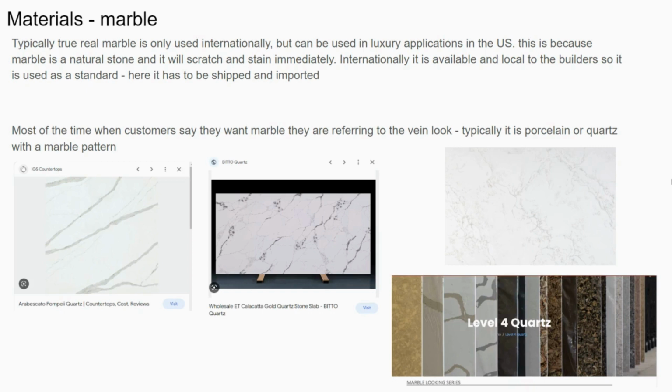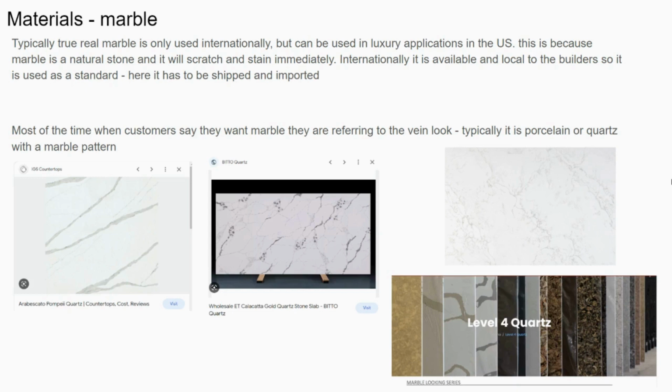Okay, marble. So true, real marble is mostly only used internationally because it's local to them. It's not local to the United States. So we mostly would use it in luxury applications because it has to be ordered and flown in from Europe or Italy or wherever it's coming from. And also, marble is a natural stone, so it's going to scratch and stain pretty much immediately. Marble is very, very soft. Even if it's sealed, it's still not going to be very durable.